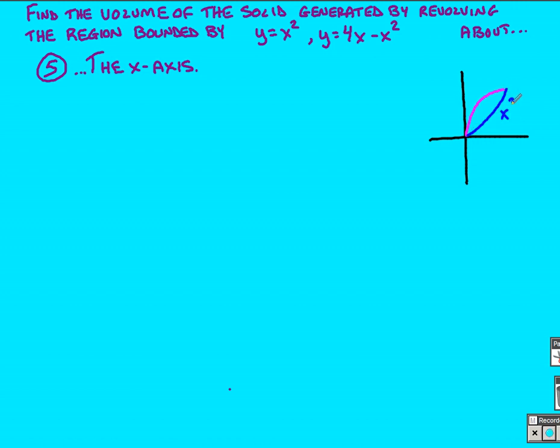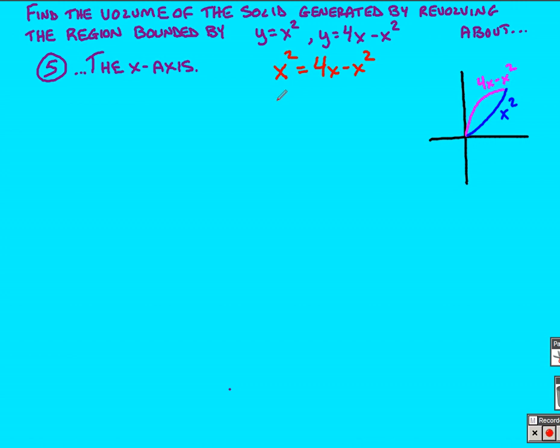This is my x squared function. The one on top is the 4x minus x squared function. So first, what we need to look at is where do these points intersect? If I don't have a graph, I can still figure it out. I'm just going to set them equal to each other. X squared equals 4x minus x squared.